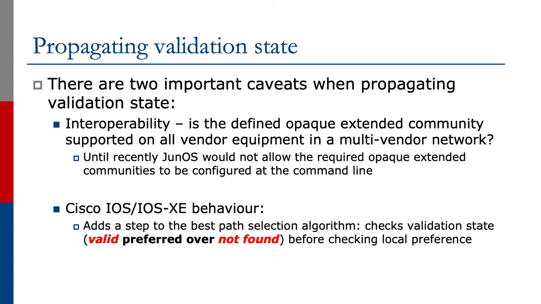Now, there are two important caveats when propagating validation state. The first one is interoperability. Is the defined opaque extended community supported in all vendor equipment in a multi-vendor network? Until recently, Junos would not allow the required opaque extended communities to be configured at the command line. And the second issue is Cisco's IOS and Cisco IOS XE behavior. IOS adds a step to the best path selection algorithm, checking validation state. And it checks this validation state before checking local preference. And this check prefers valid over not found. So let's have a look at these.